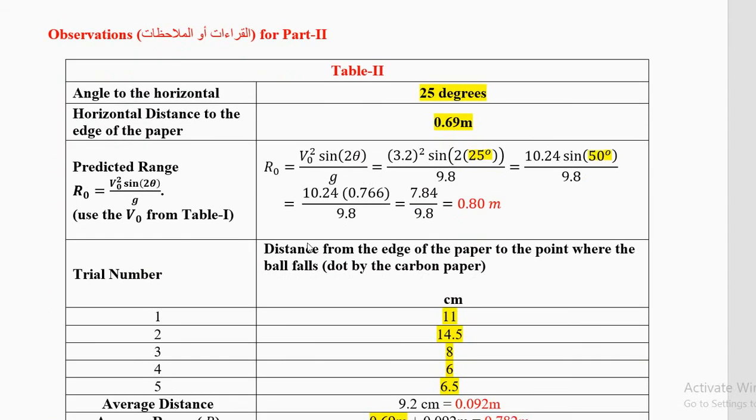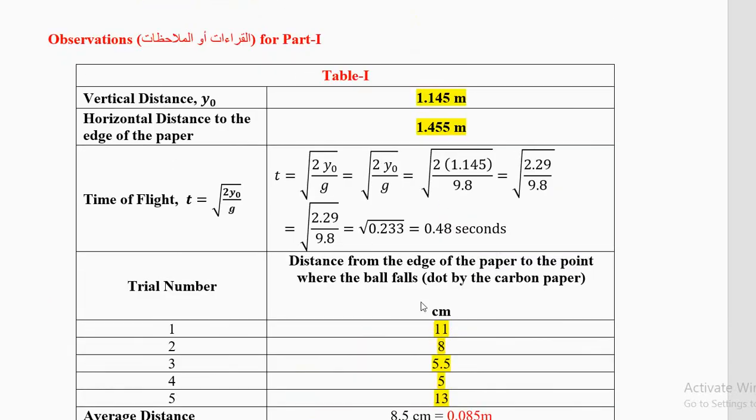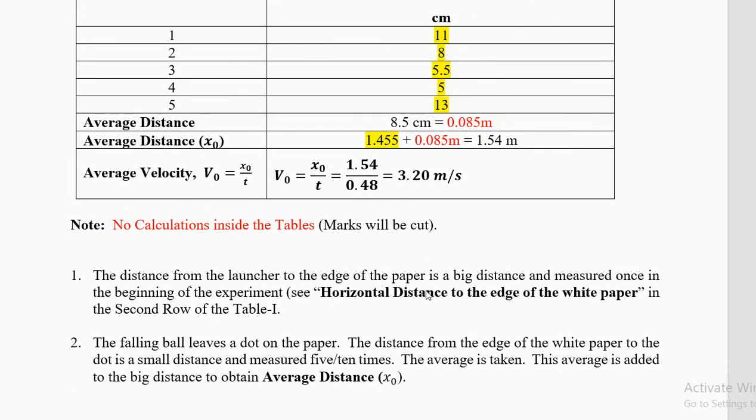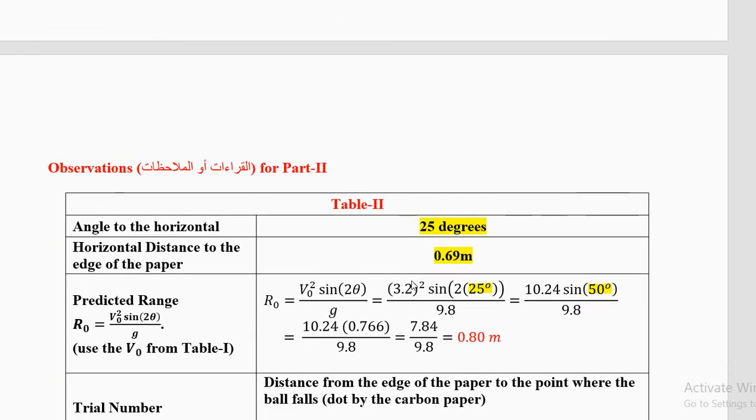Now in part 2, what you'll do is you'll put it at 25 degrees. Look, I have put it in yellow color. Yellow color is your experiment and black and red are your calculations. Just remember, in all our experiments, yellow is your lab data. Horizontal distance to the edge of the paper is 0.69 meters. Don't use the old distance. This is the new distance.